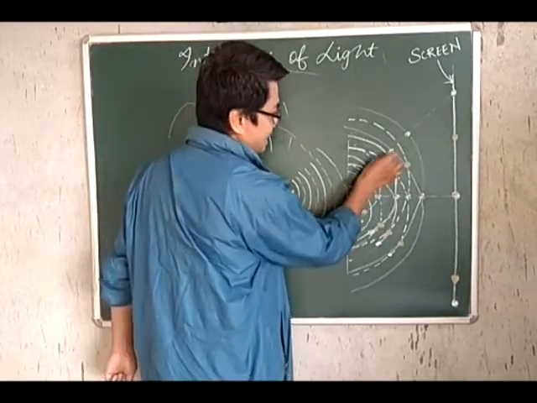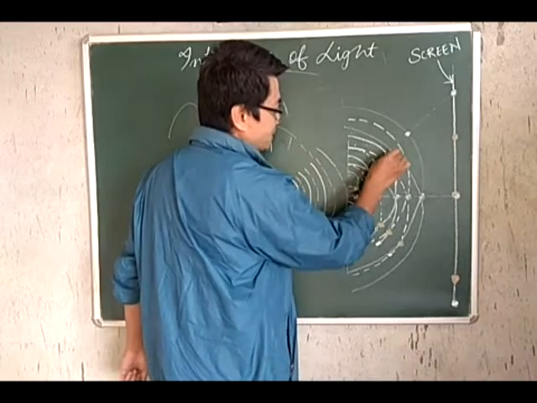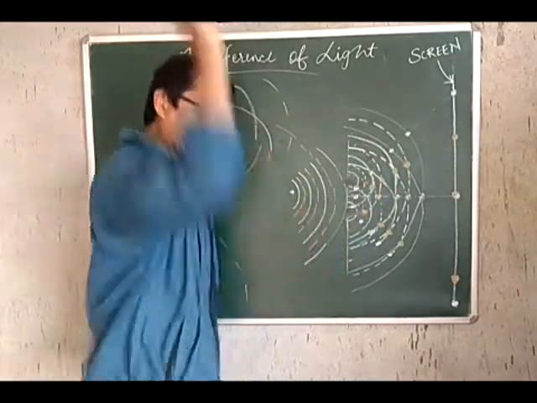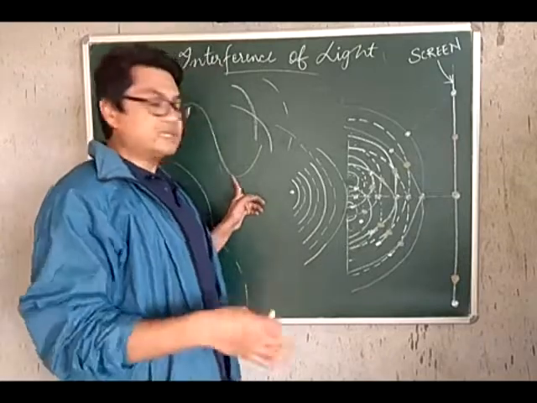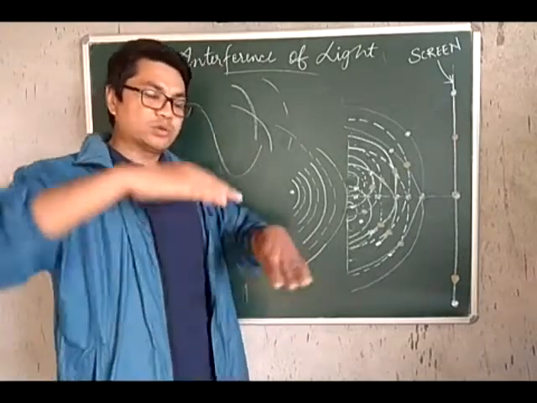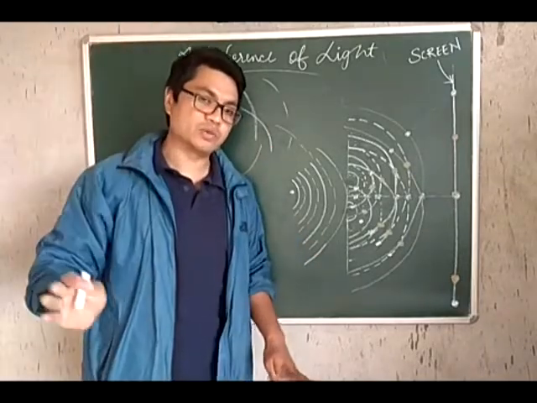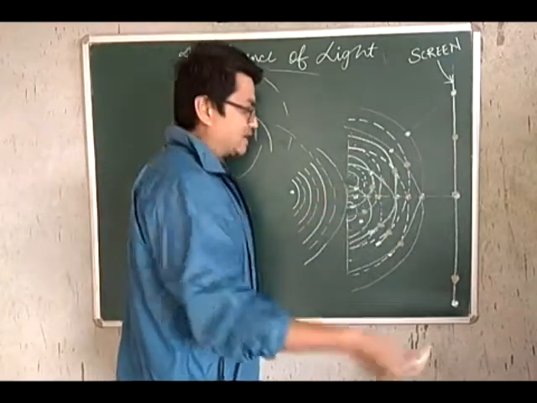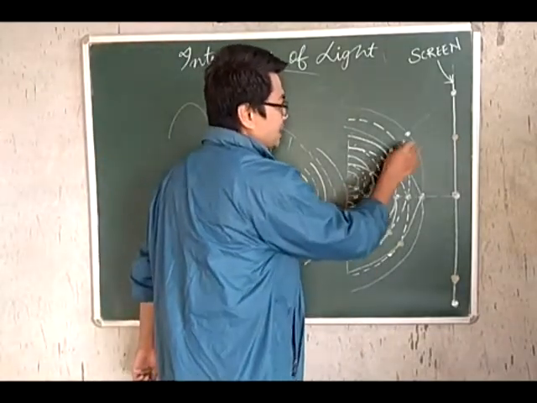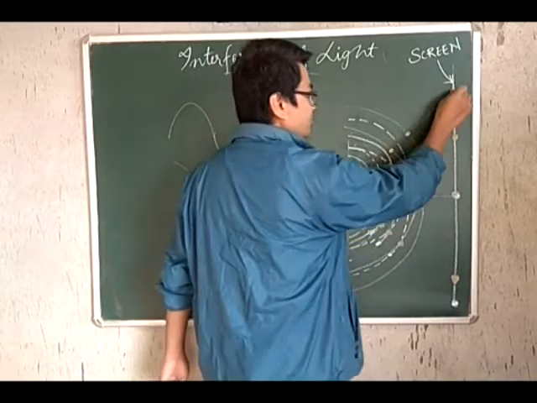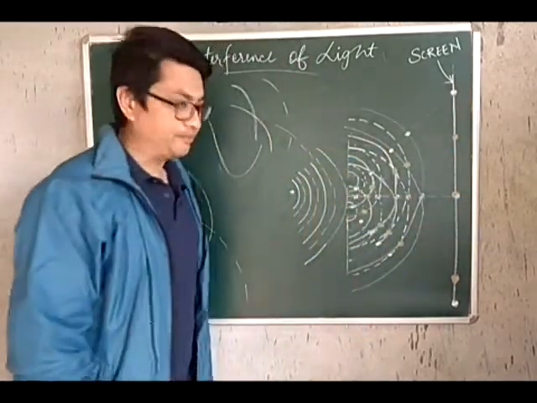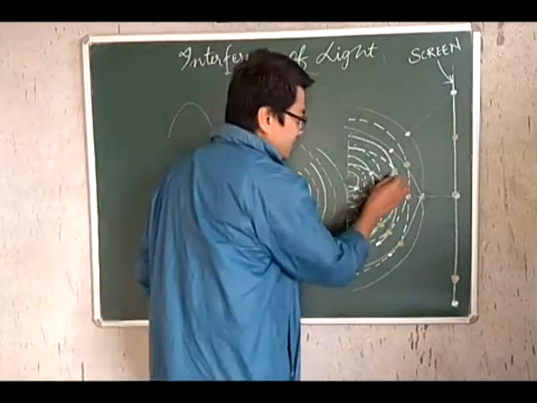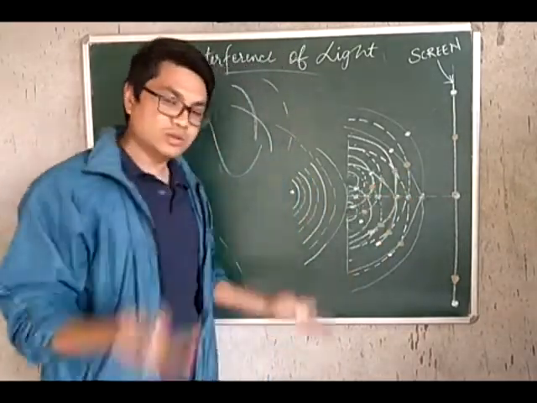at these straight lines, at these points where we are getting a maximum, a crest meeting another crest or trough meeting another trough, the resultant amplitude is bigger. So I'm calling that maximum. These points are maximum, and when you place a screen at this point, we are going to get a maximum. These are points where we are getting a minimum or 0.